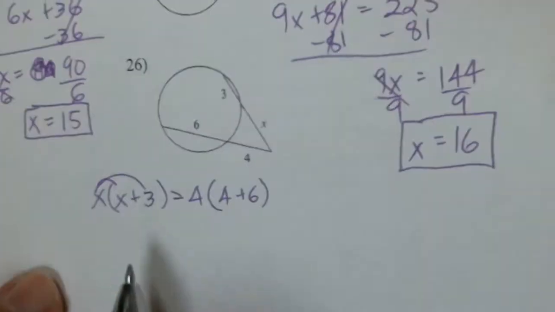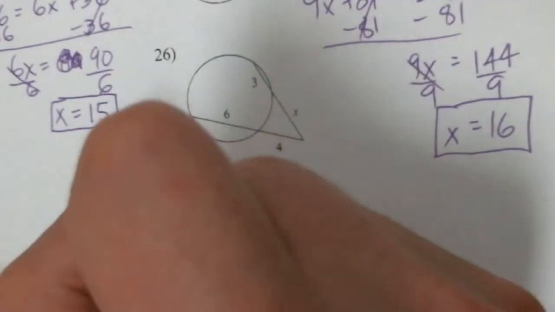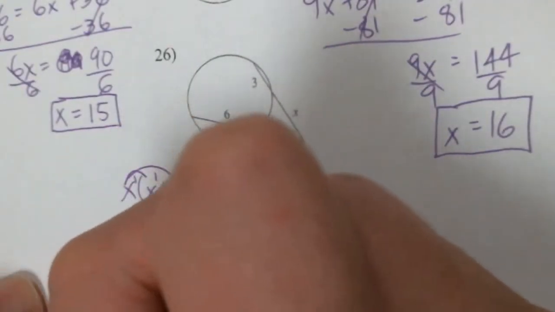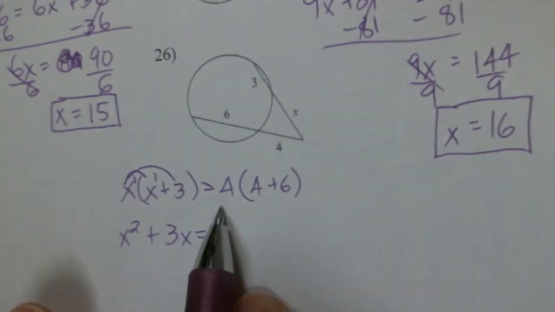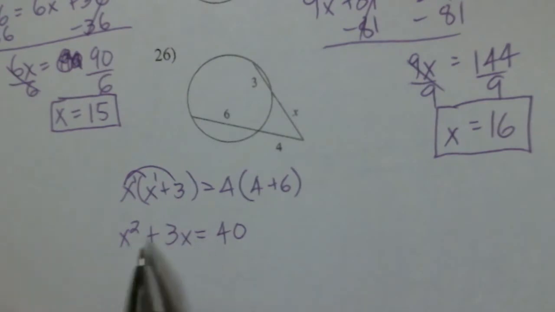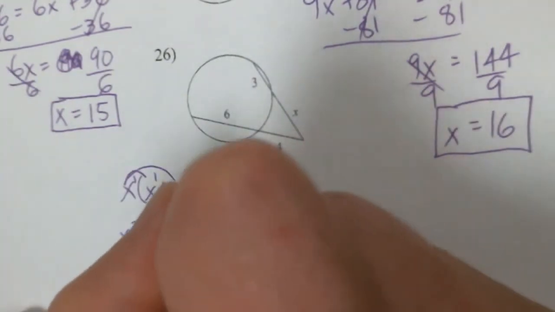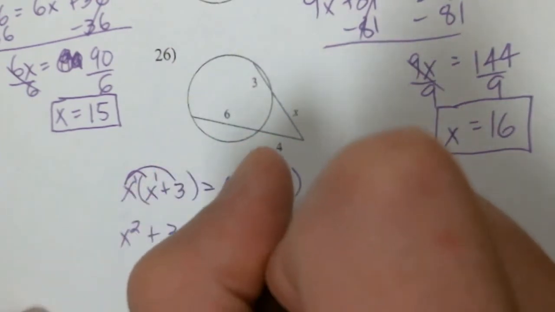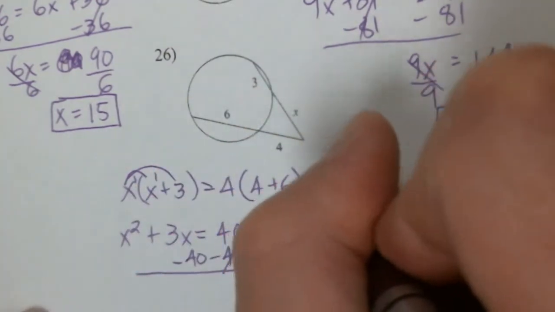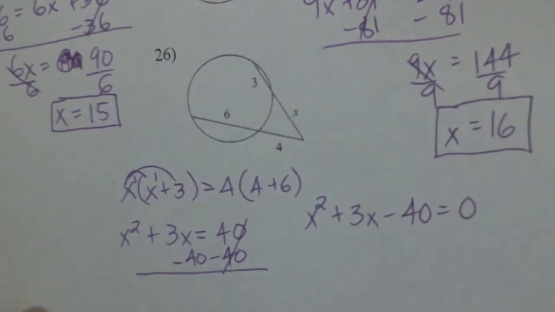So when I distribute here, x times x, you got to remember to add those exponents. That's the product rule. X squared plus 3x equals 4 times 4 plus 6 is 10. 4 times 10 is 40. All right, so now remember this is a quadratic, but I got to have it set equal to 0. So I want to subtract 40 from both sides. So now I have x squared plus 3x minus 40 is equal to 0.